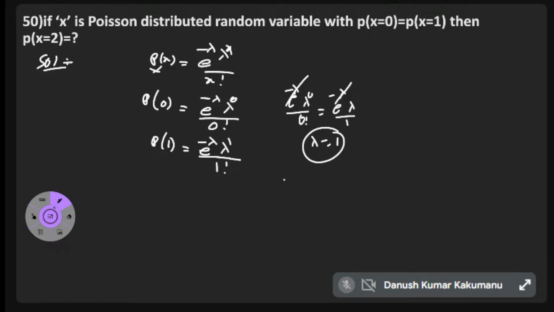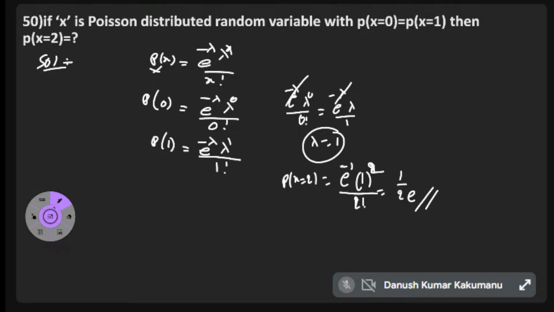What is the question asking here? P of X equal to 2. E power minus lambda value is 1, so e power minus 1, 1 power of X divided by 1, where X equal to 2, this is 2 factorial. What is the answer? Lambda value 1, 1 power of 2 is 1. 1 by 2 is the answer.